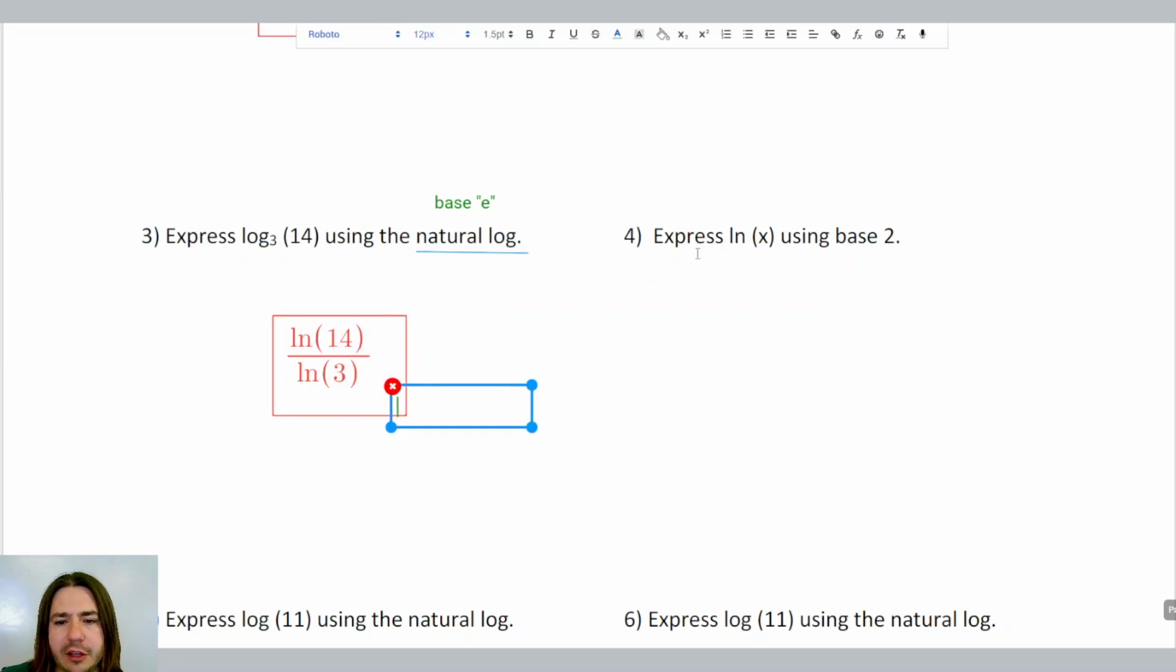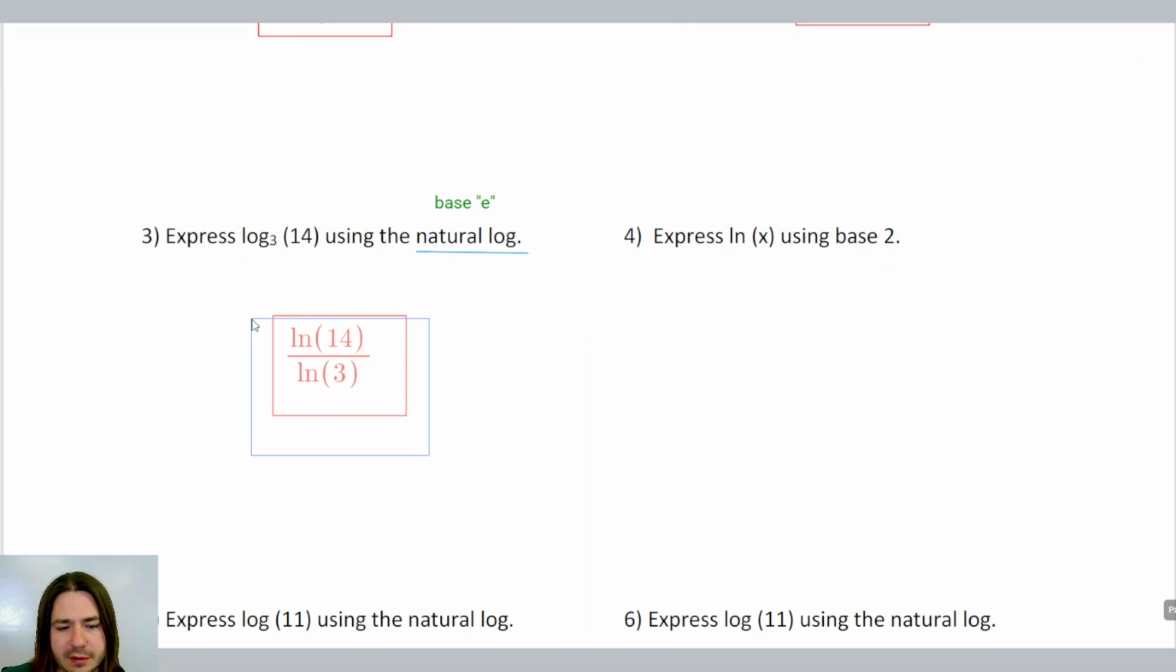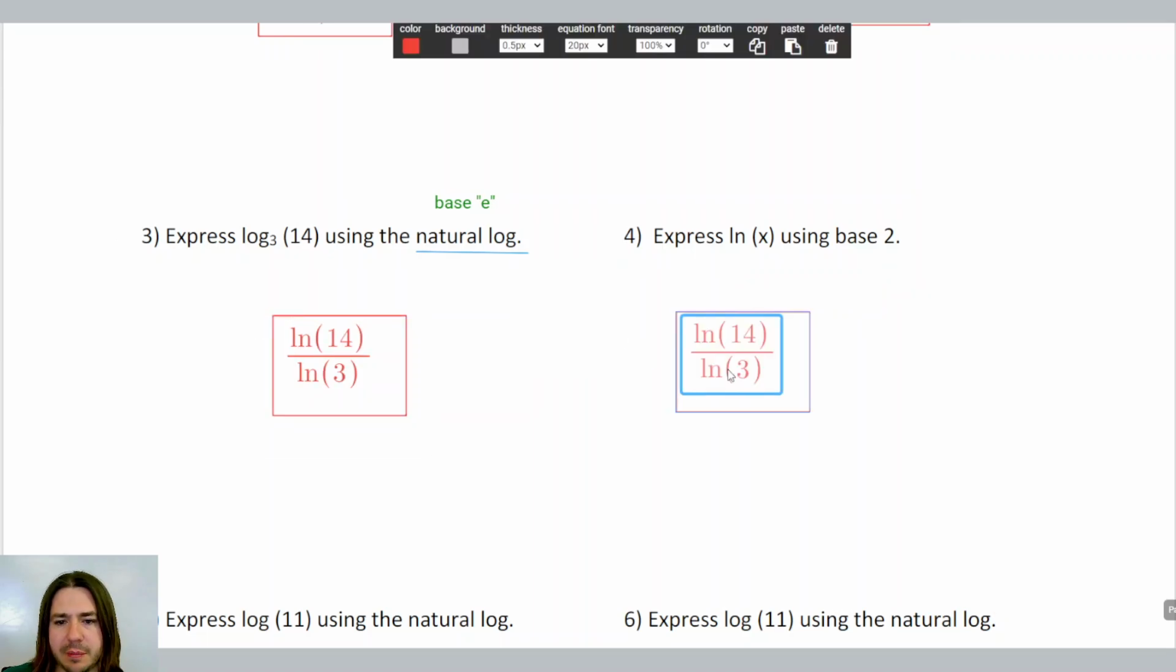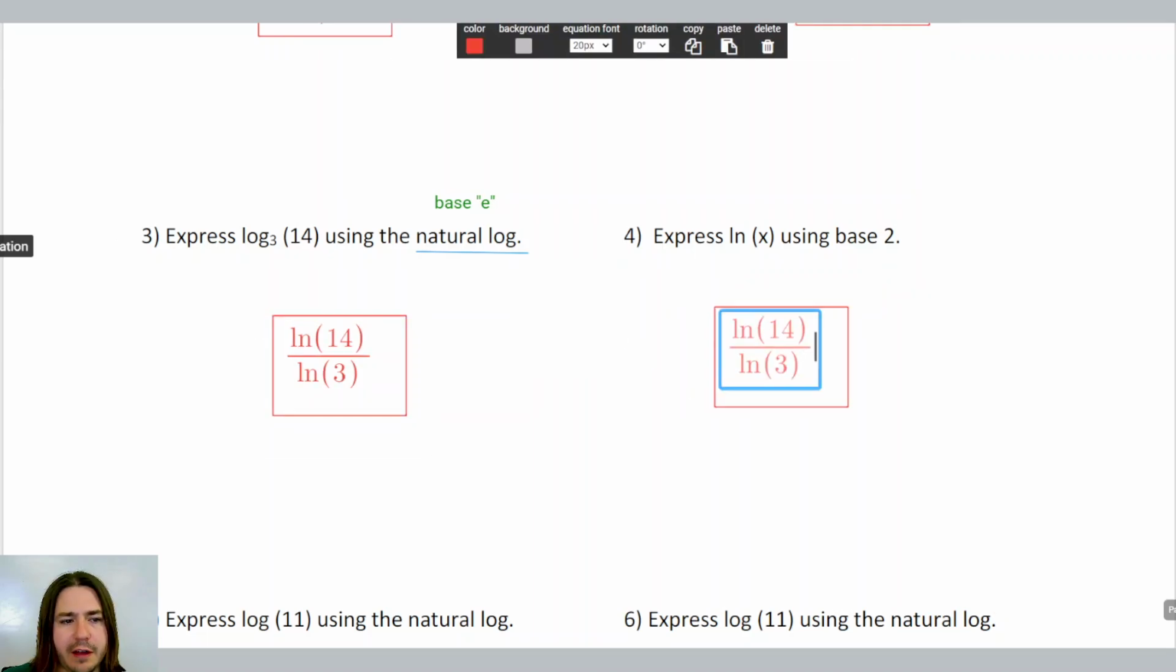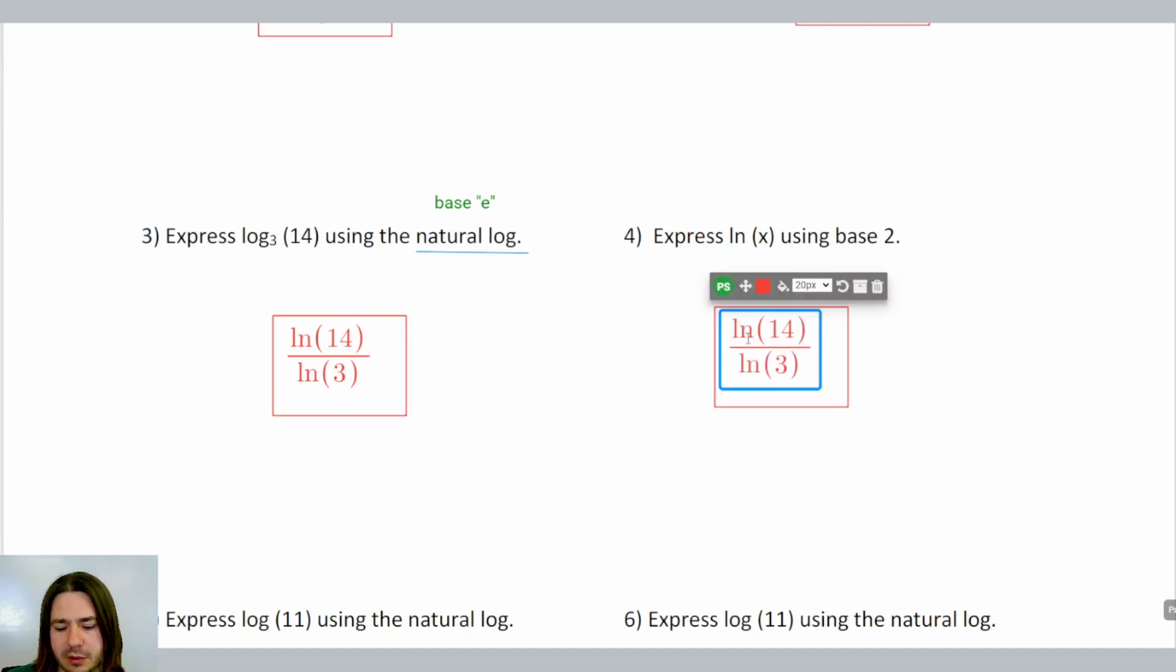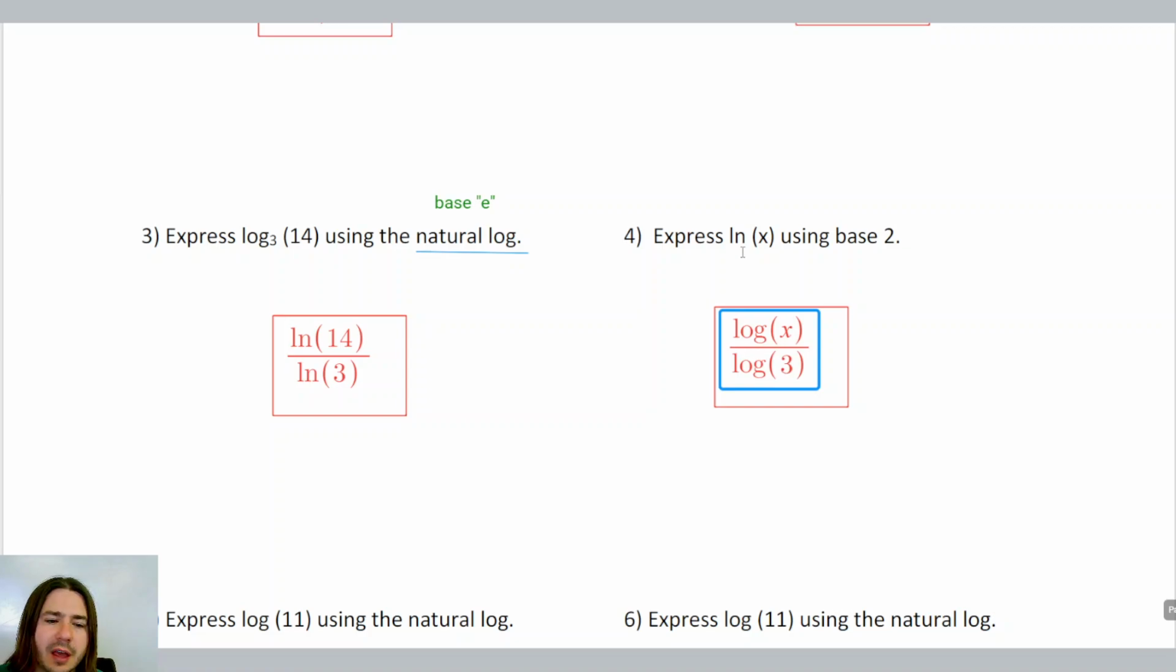Finally, we want to express the natural log of x using base 2. Okay, so same kind of idea as the rest of these. You see that there's a lot of repetition going on here. We're going to have log base 2. I'll throw in the base 2 in just a minute. And then what goes on top is the x, and then you have to think, okay, what's the base here? Because it's not actually written. And so you have to know that the natural log is base e.